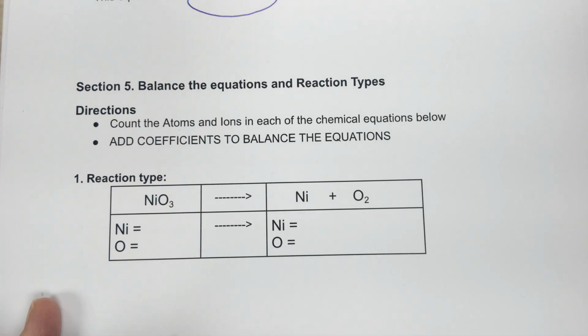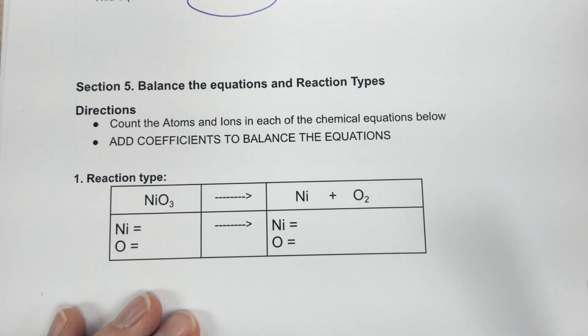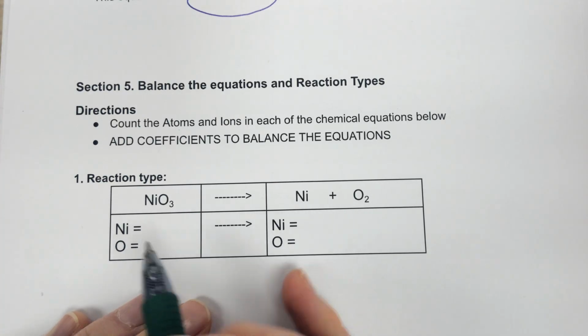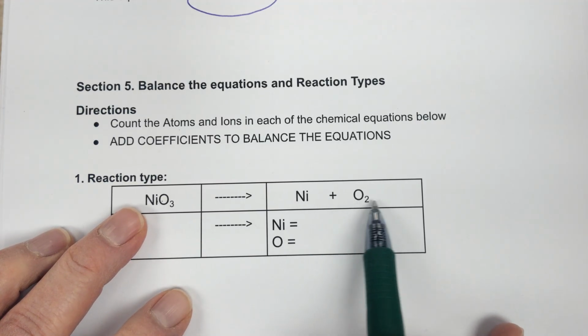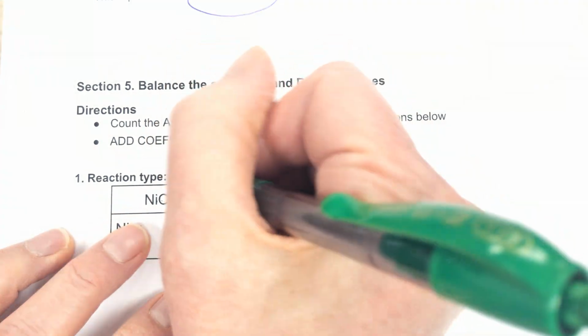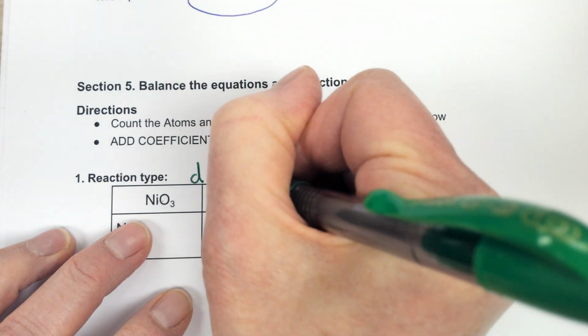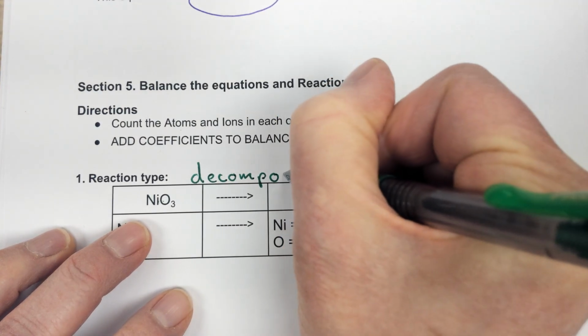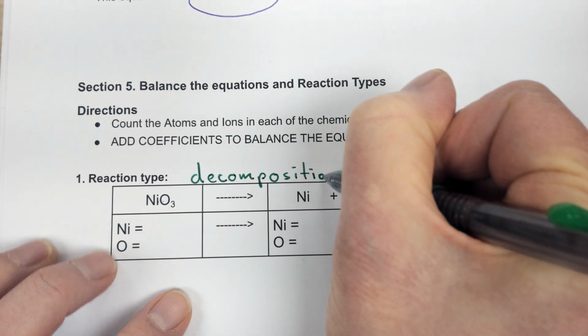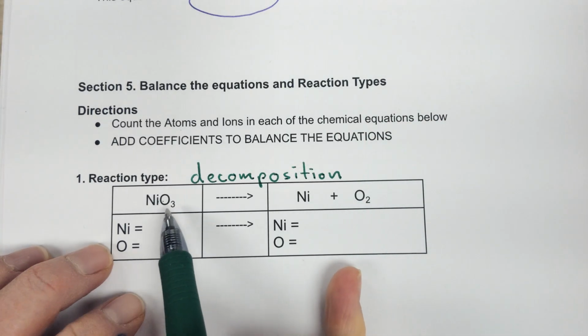But I'm going to show it to you here anyway so that I can use this video for more than 1 year. All right, so when we have a single thing on one side breaking down into multiple things, that is going to be a decomposition reaction. We have something breaking down or decomposing. Decomposition.